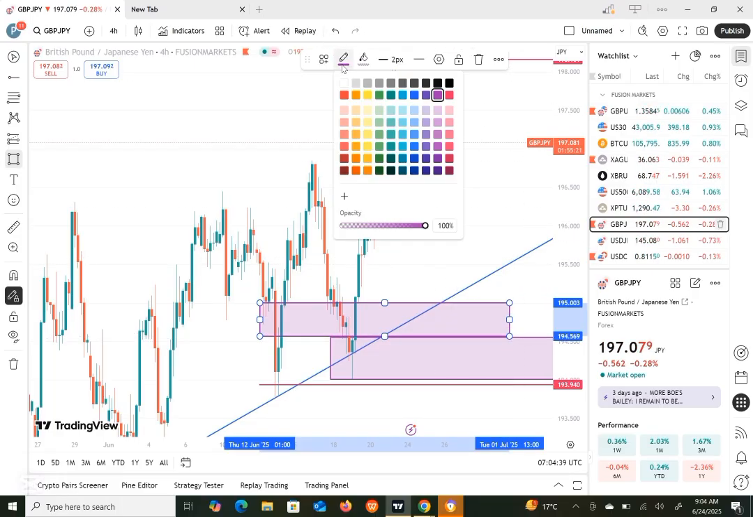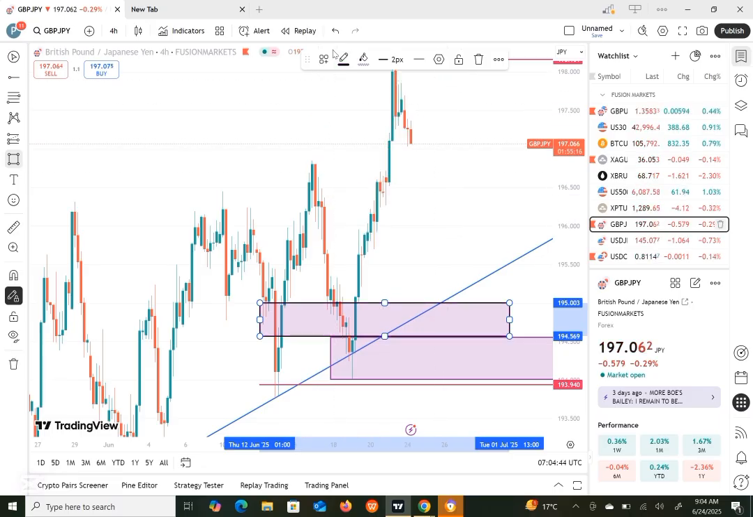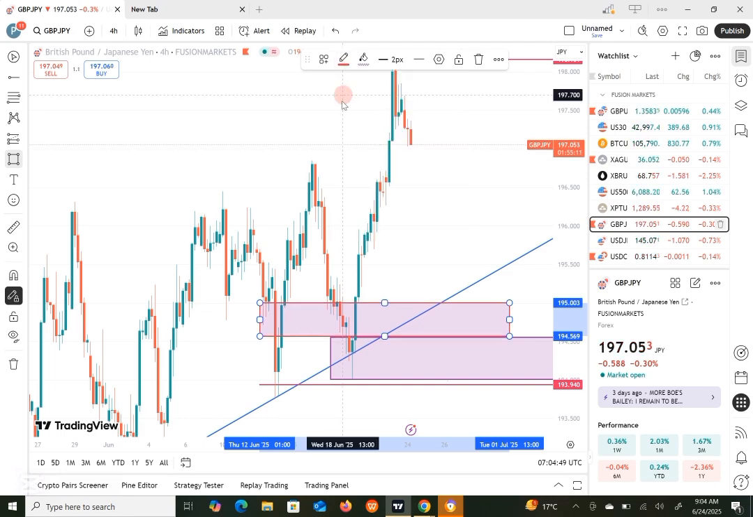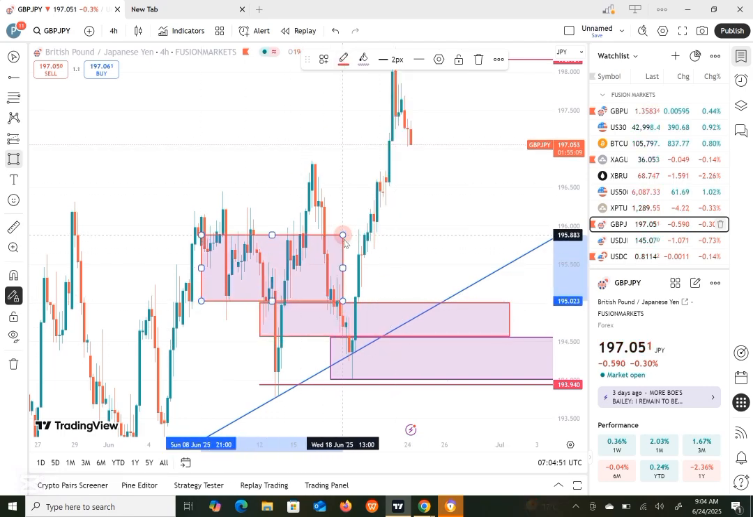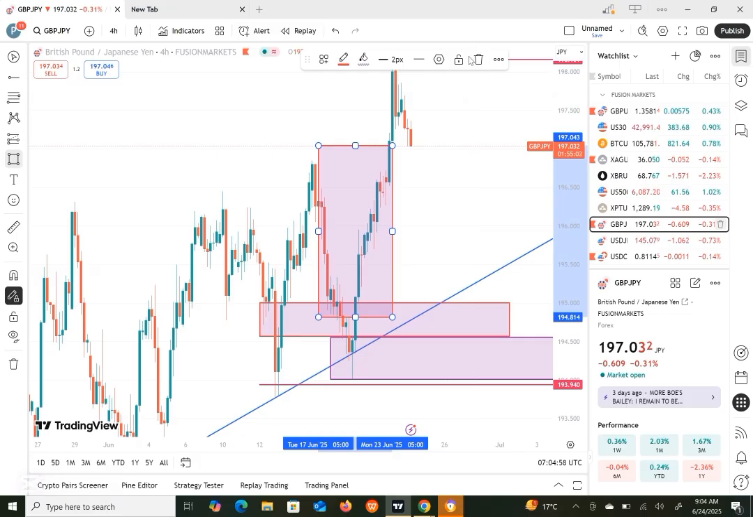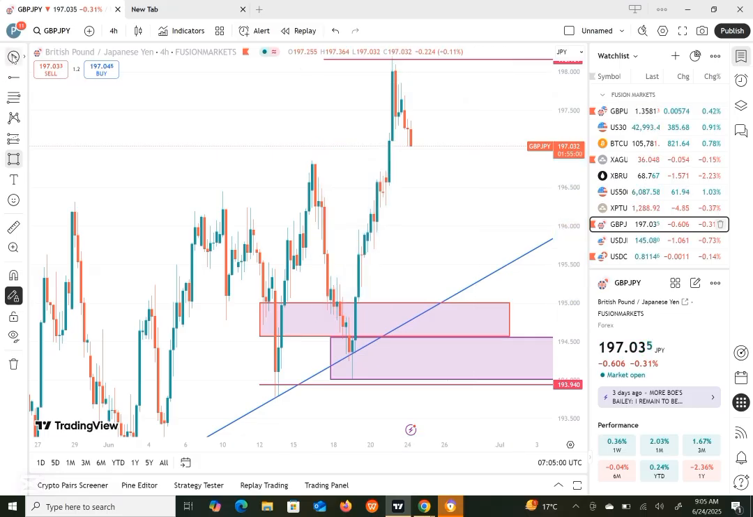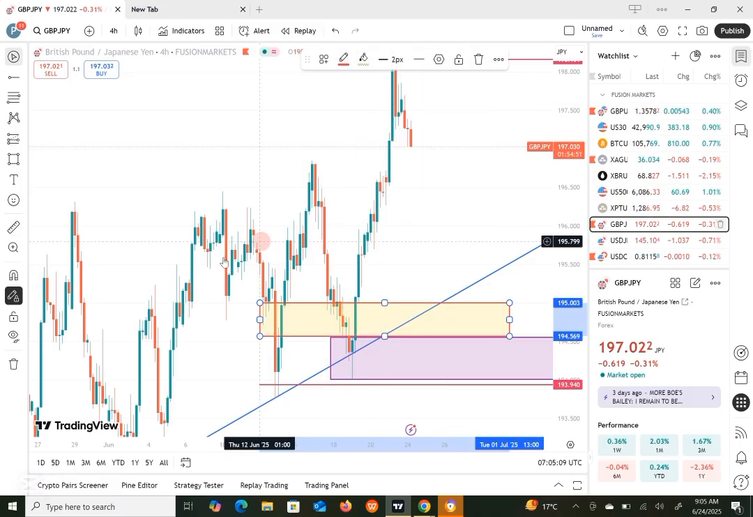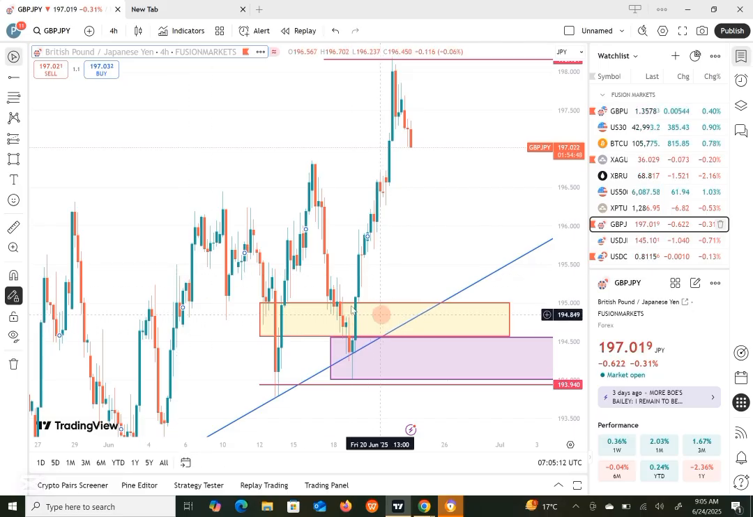Let me change color on this one. This one is not really. Okay. Something is misbehaving here. Okay, this represents our fair value gap.